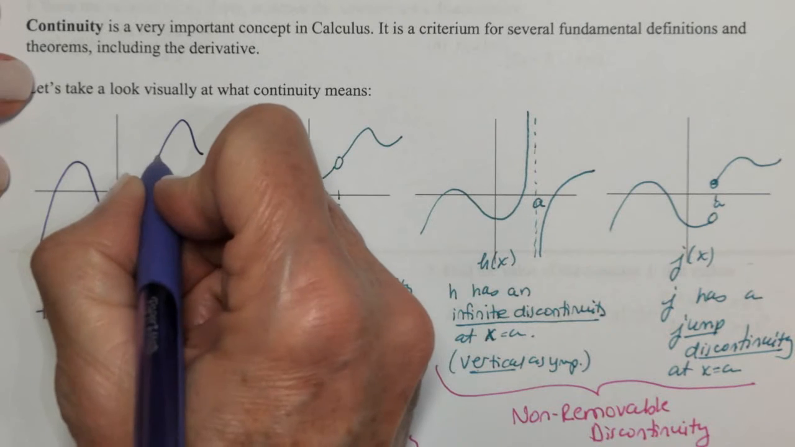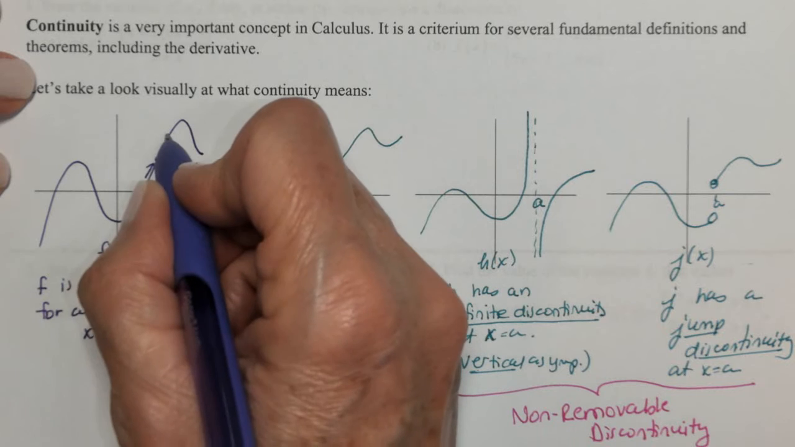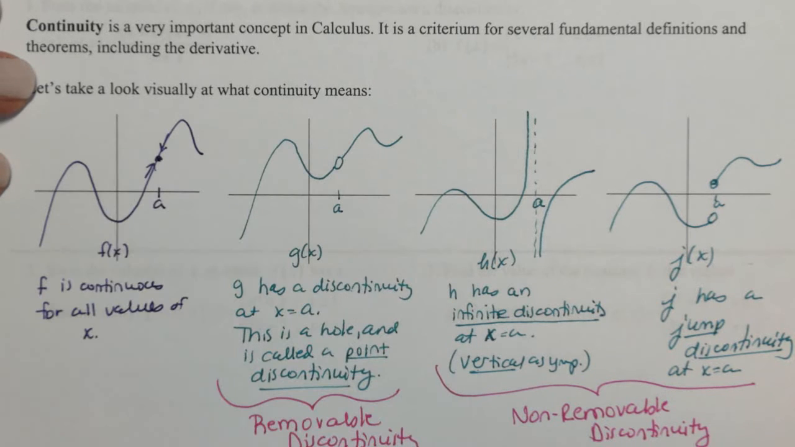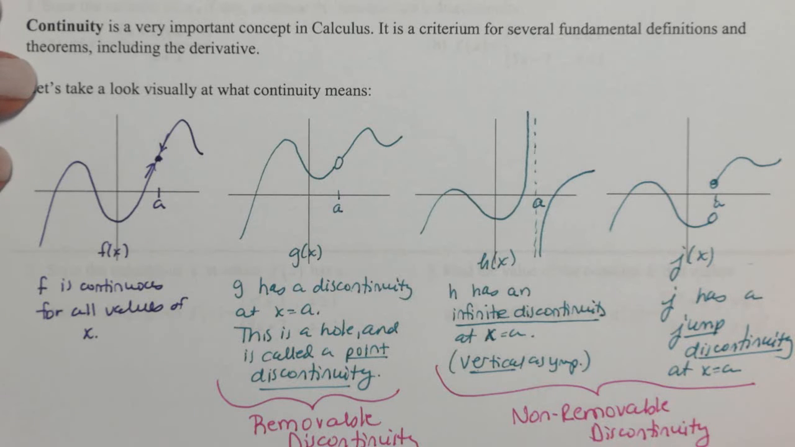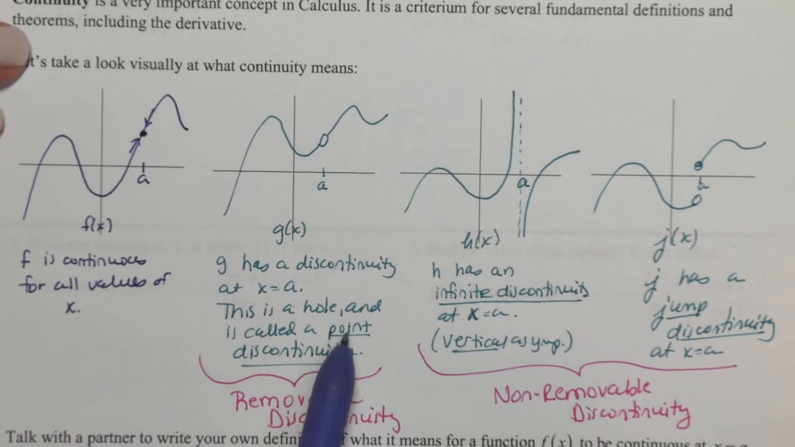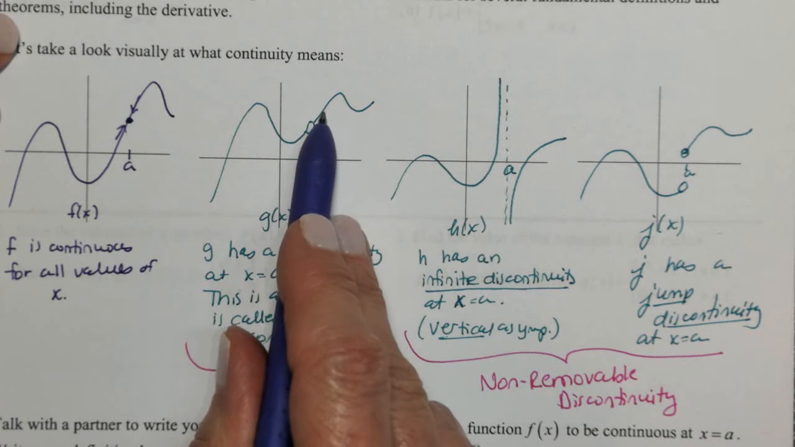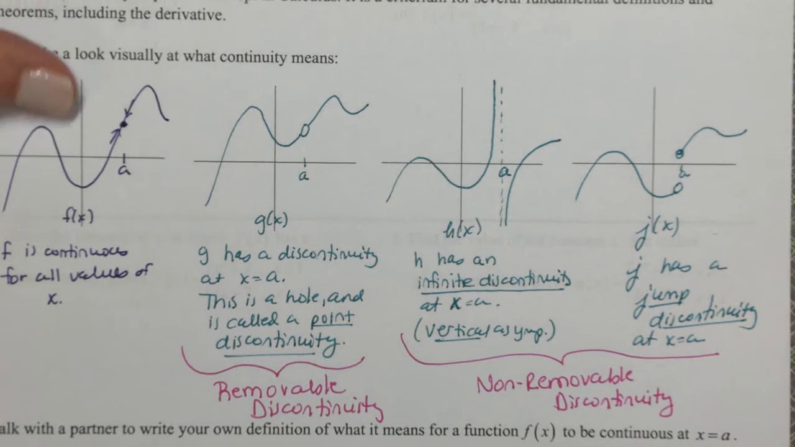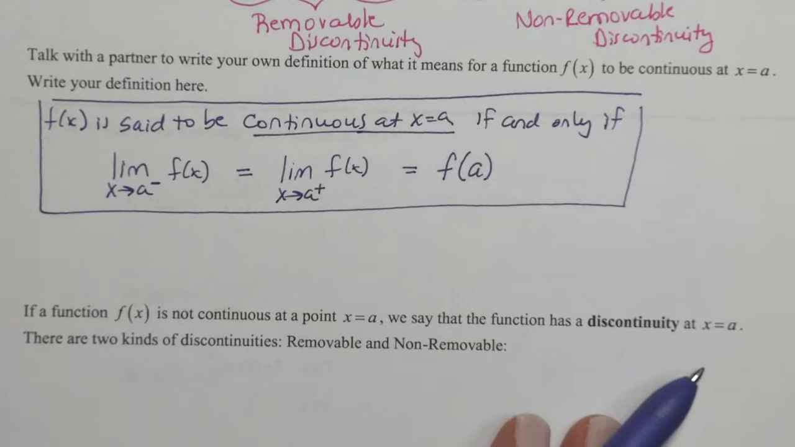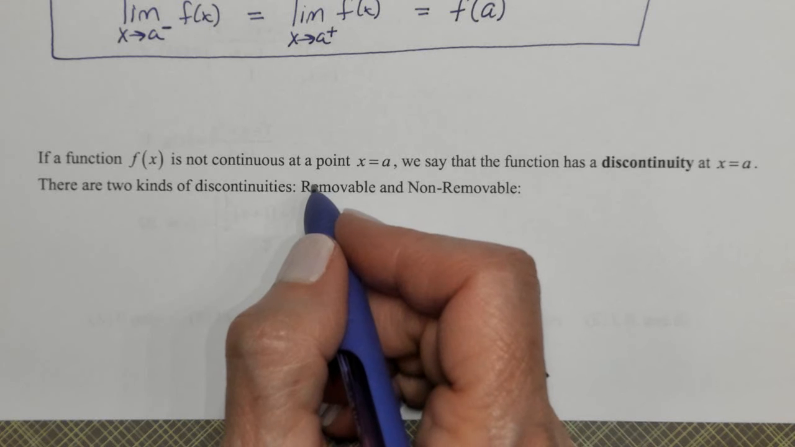So let's just come up here and designate a point a. The limit from the left is equal to the limit from the right, and that's equal to the function value right there. So this function is continuous at x equals a. For this point discontinuity, the limit from the left is equal to the limit from the right, but they are not equal to the function value. So that would be the definition of a removable discontinuity, also called a hole, also called a point discontinuity.